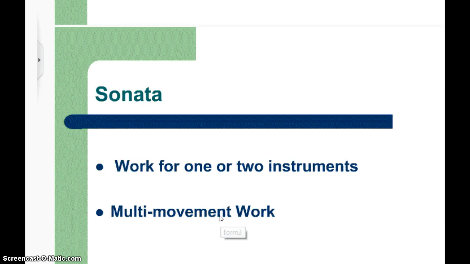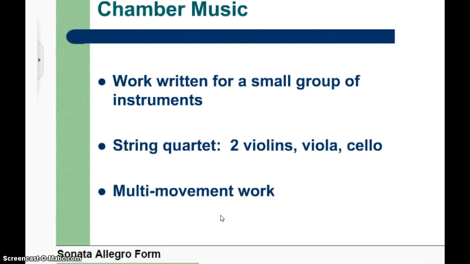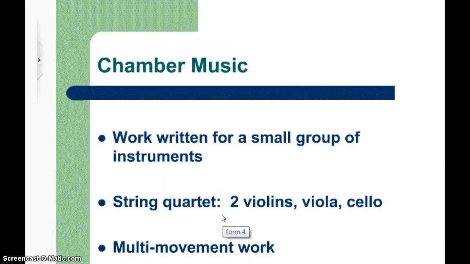We also have the sonata, which is a work usually for 1 or 2 instruments, and it's also a multi-movement work with contrasting movements. Chamber music was very important in the classical period. Chamber, meaning room, is meant for a small group of instruments. Very popular in the classical period was the string quartet, which was a group of 2 violins, a viola, and a cello. Each of the musicians in the quartet would play a different part of the music, so they wouldn't be playing the same thing altogether through the whole thing.